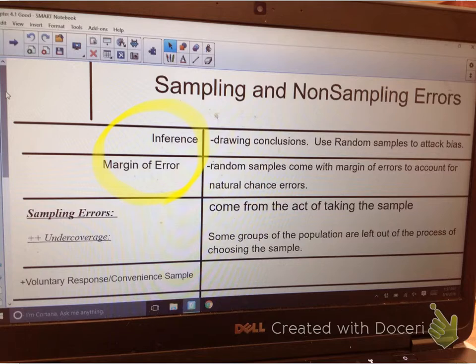Sampling errors come, this is the big one, and I don't know if we have this definition down. Sampling errors come from the act of taking the sample. Undercoverage, you should have in your notes already, that's part of a sampling error. The groups or the populations are left out. Voluntary response and convenience samples, those lead to sampling errors.